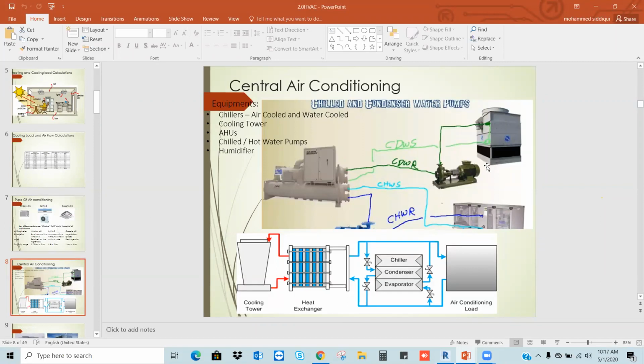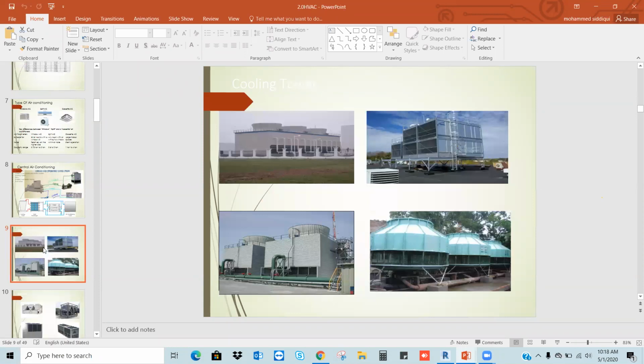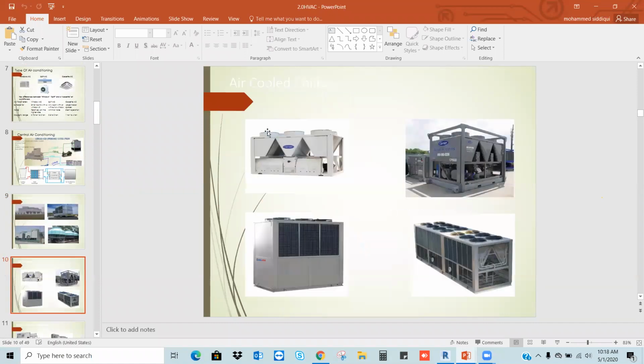Now, if you see this diagram, here I have the cooling tower, one is the chiller, and one more thing, the air handling unit. Chillers, cooling tower, air handling unit. From this air handling unit, I will connect to this room. For a better pictorial understanding, these are the cooling towers. We have them on a very large scale, and we have the chillers.